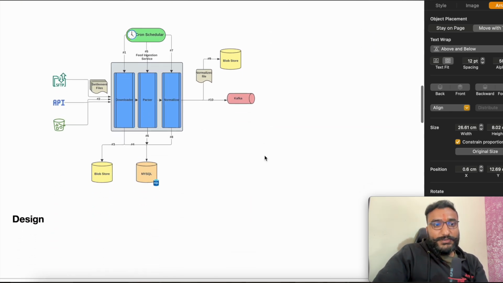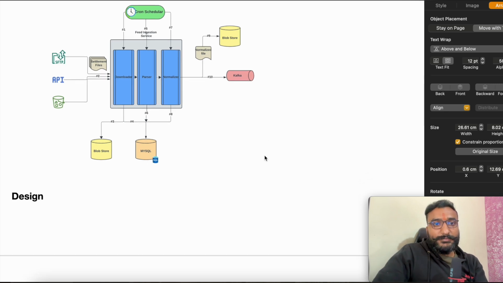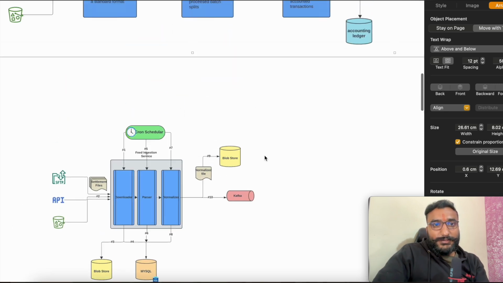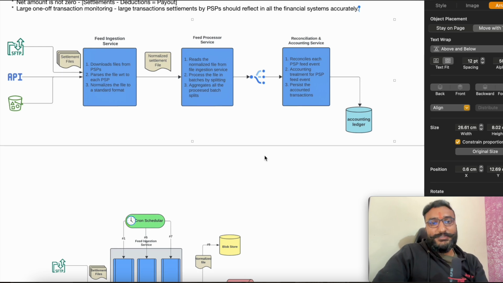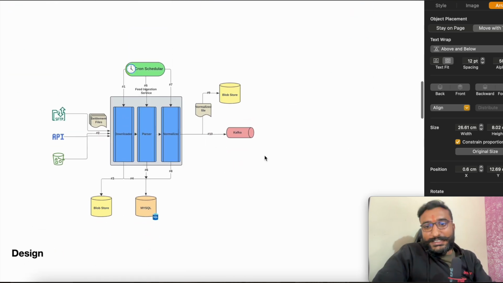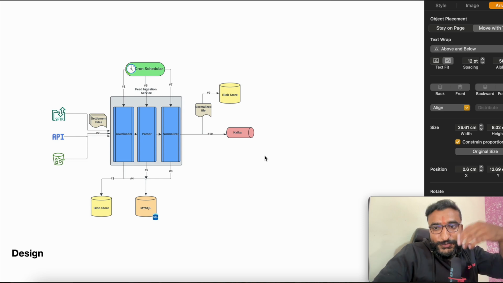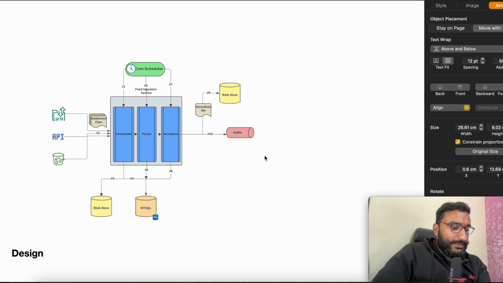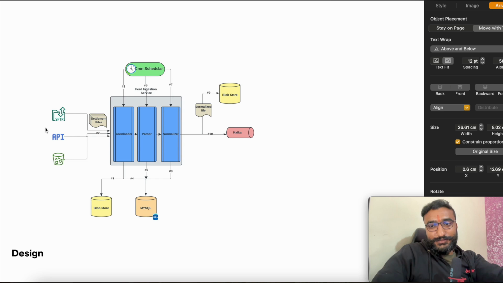Cool. So the first component is our feed ingestion service. In case of feed ingestion service, you receive the files on a periodic basis. When I say periodic basis, that means this system runs periodically. So you have a cron scheduler which triggers the system to go to a specific delivery mechanism and then download that file.